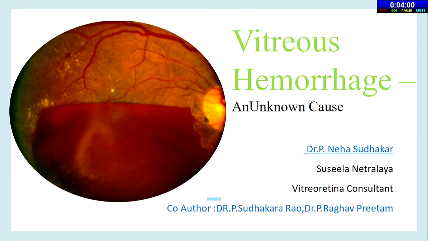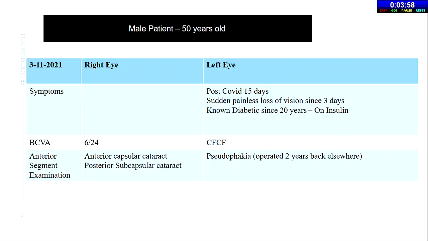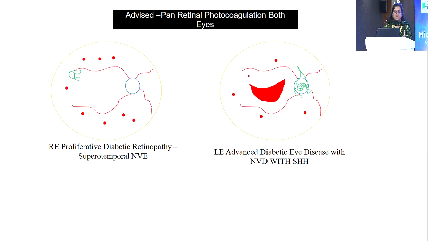Good evening all. My case is a vitreous hemorrhage from an unknown cause. This is a 50-year-old male patient. He was 15 days post-COVID. He came with sudden painless loss of vision since 3 days in the left eye. He's a known diabetic who is on insulin. The right eye was 6/24 and the vision loss is contributed to by the posterior and anterior capsular cataract, and the left eye was counting fingers close to face, and he was pseudophakic, operated 2 years back.